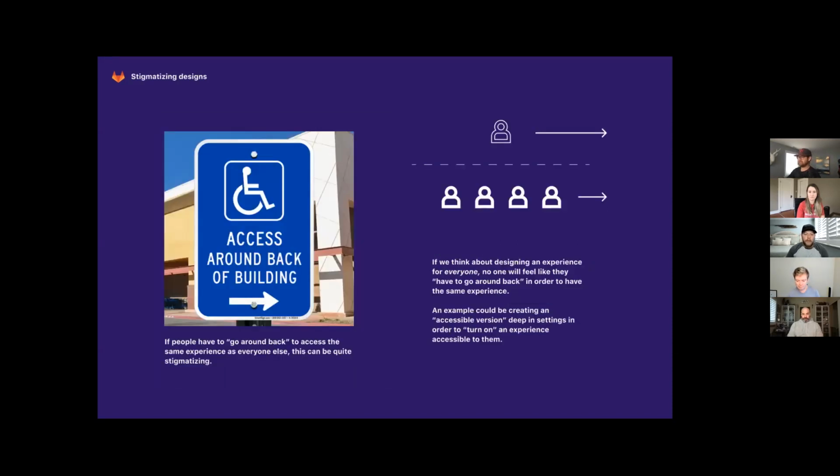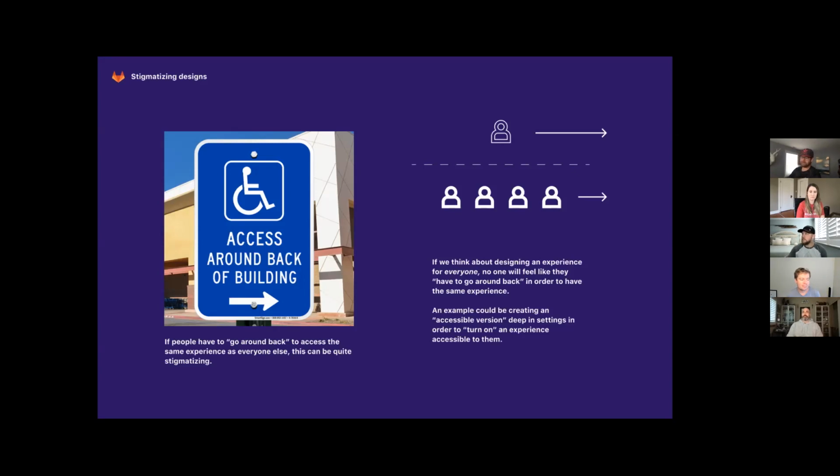Stigmatizing designs. This is making people feel like they're separate or they have to take the back entrance. And this is actually a real product online, where a sign says access around back. Now, they're giving access to people who are in wheelchairs, but it's stigmatizing because they have to go the back way or around some hidden corridor. So if people have to go around back to access the same experience as everyone else, it can be pretty stigmatizing. And if we think about designing an experience for everyone, no one will feel like they have to go around the back to get the same experience.